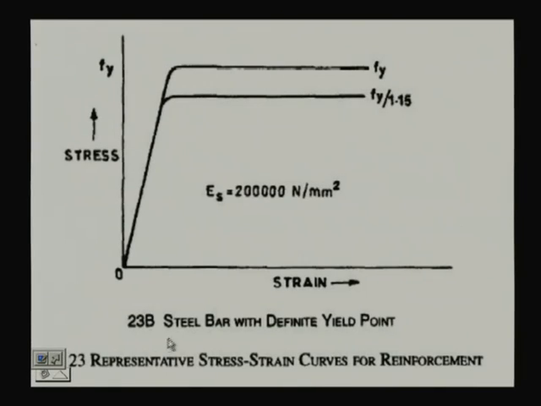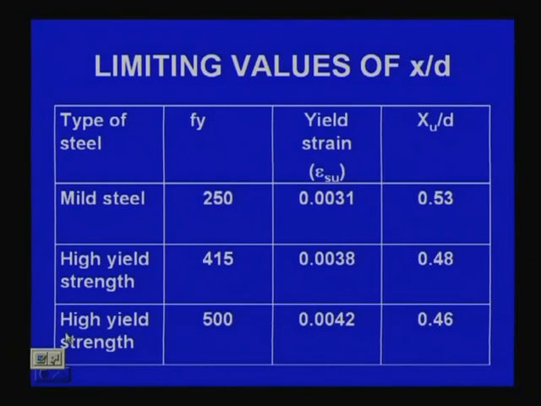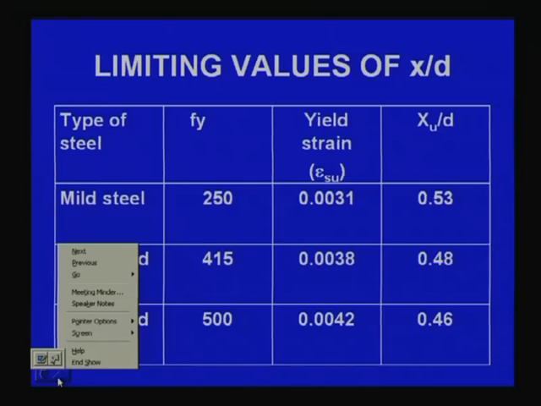This is figure 23B, steel bar with definite yield point. For mild steel we shall take this curve. This is the test data, and this is after dividing by the partial safety factor.